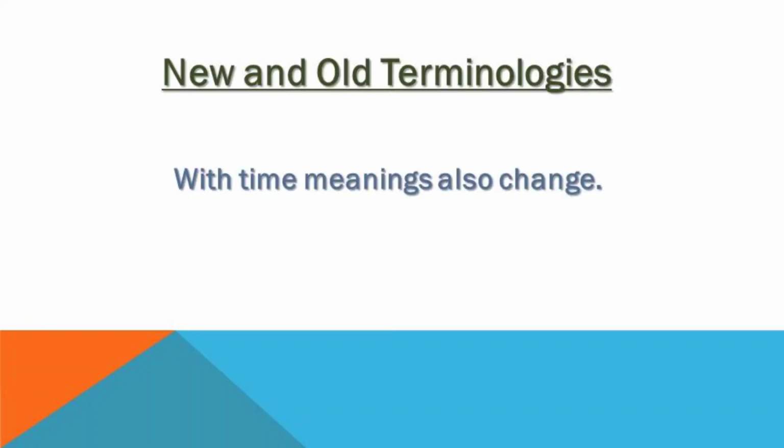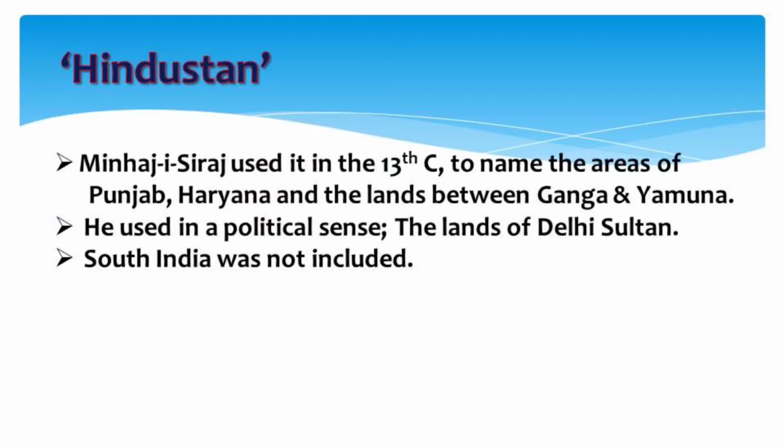Shall we see some examples? Let us take the word Hindustan. Minhaj-i-Siraj was a Persian chronicler, a writer in the Persian language. He used the word Hindustan in the 13th century to name the areas of Punjab, Haryana and the lands between Ganga and Yamuna. He used the word Hindustan in a political sense. That means he used the word Hindustan to name the lands of the Delhi Sultans. And see, one more thing, in the term used by Minhaj-i-Siraj, South India was not included.